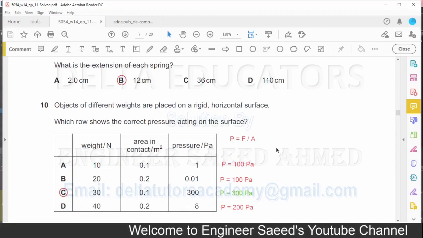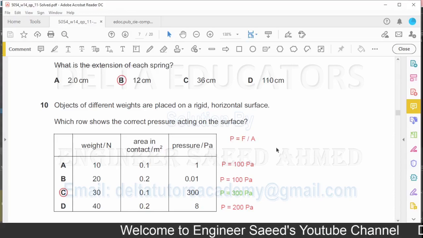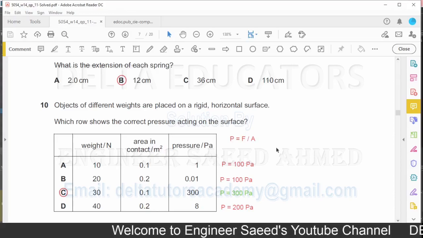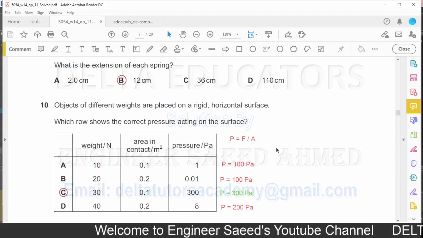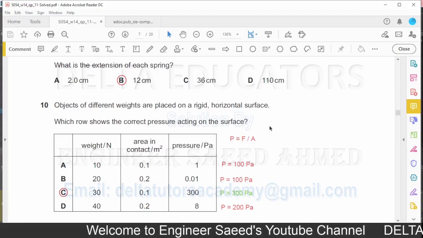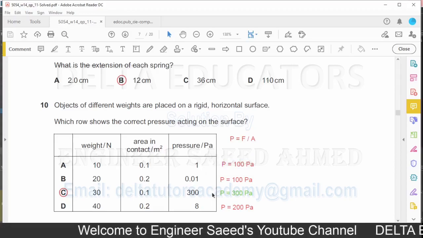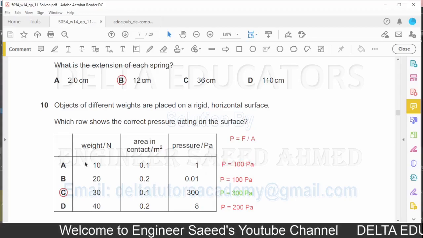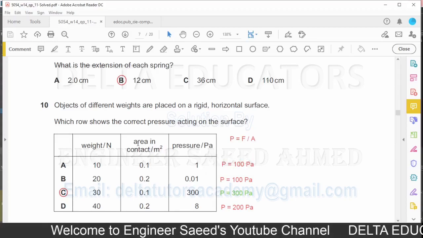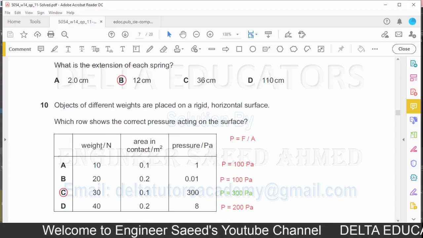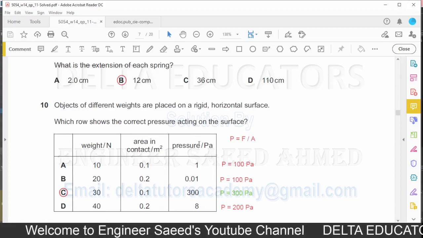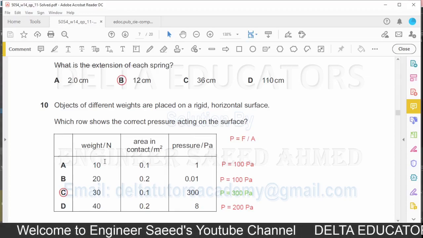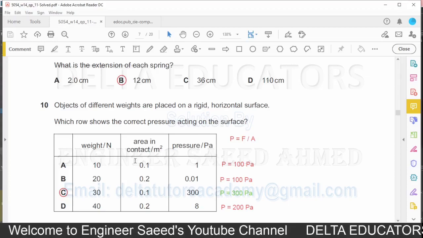Question number 10. Objects of different weights are placed on a rigid horizontal surface. Which row shows the correct pressure acting on the surface? Pressure is given as force upon area. Now we will check the pressure in all the 4 cases. For option A, weight is given. Weight means force. And here area is given. Now we have to divide this weight by area.